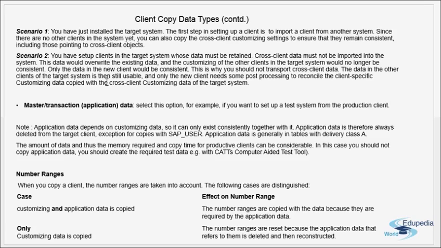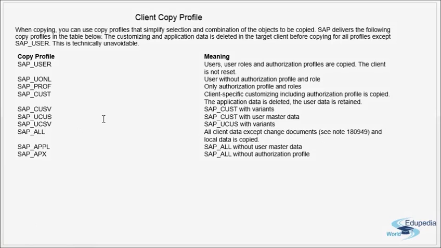So that's why these two cases are there. If only customizing data is copied, then the number ranges are just reset. If you copy both customizing and application data, then the number ranges also have to be copied to the new client. Now, client copy profile.